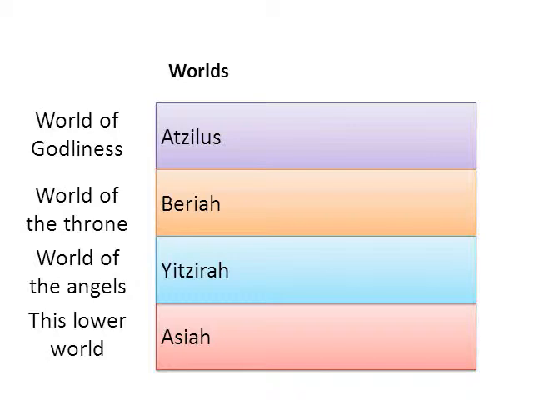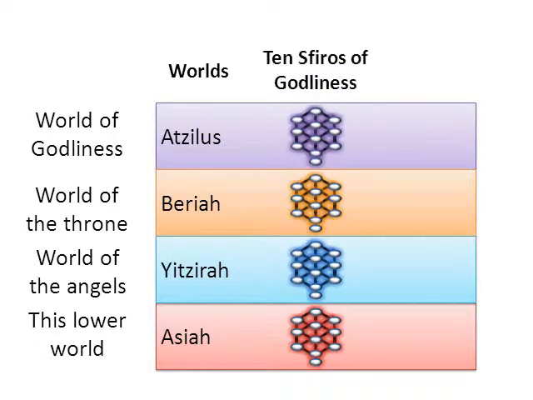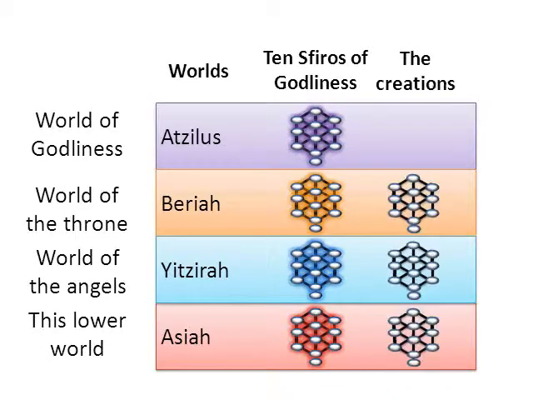In each one of these worlds, there are 10 spheres which are also divided into 5 Partsufim, which is pure godliness, as we explained. And in the other 3 worlds, there is also the light of the creations, which are also divided according to the division of the 10 spheres and 5 Partsufim. This is true for all of the creations in existence.